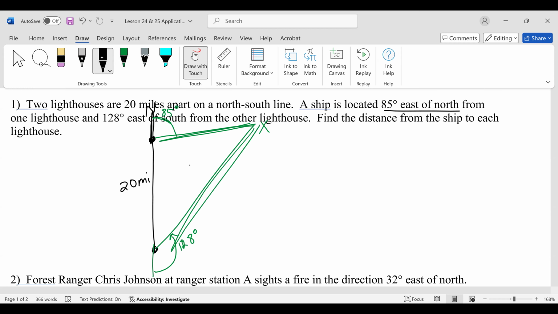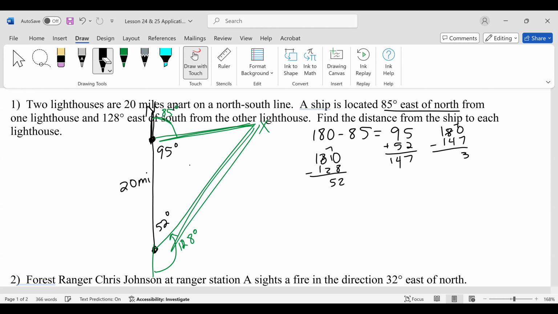Okay, so let's figure out these angles. If this is 85 degrees, 180 minus 85 is 95. So this is a 95-degree angle inside of here. Then 180 minus 128 is 52 degrees. So this is a 52-degree angle in here. So since I have 95 degrees and 52 degrees, I can add those together and subtract it from 180. So this is a 33-degree angle. Okay, did I do my little math right? Correct me if I'm wrong.